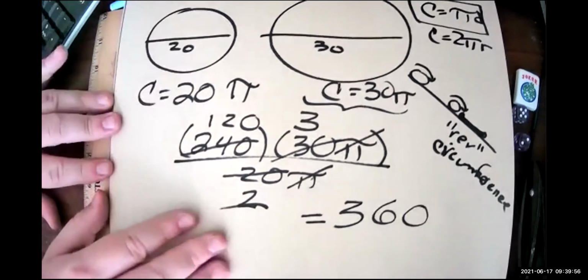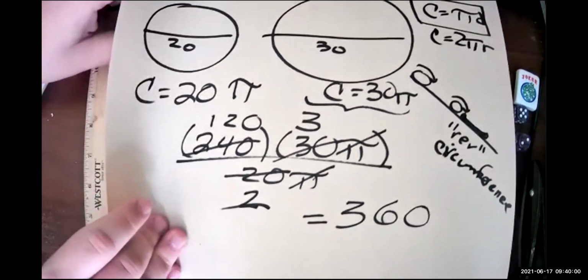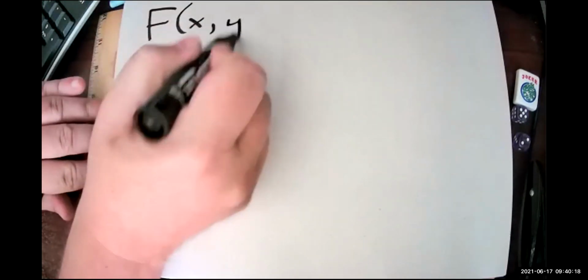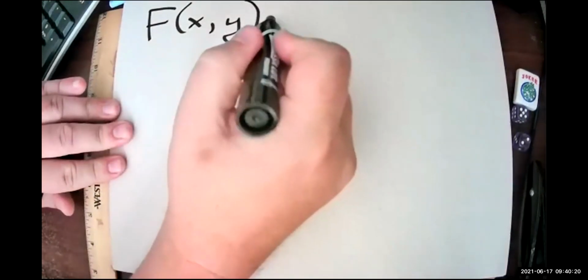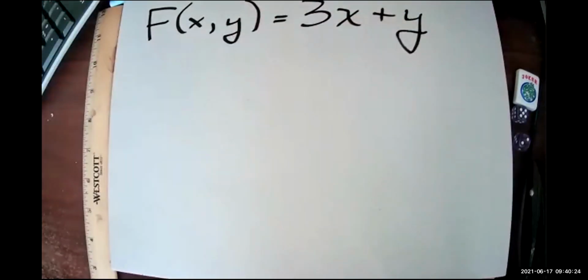Okay, so I'd like to show you now how to use an objective function and what it means to determine max or min. All right, so let's make up a function. In fact, let's use this function. F of x, y equals 3x plus y. Okay, this is my objective function.